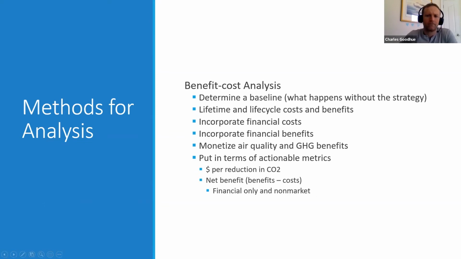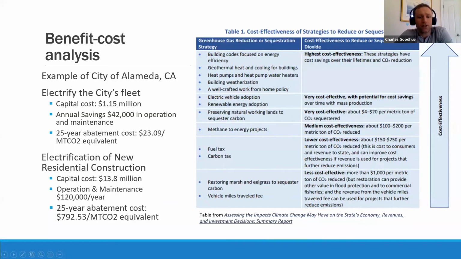And next slide, please. So these are examples of what we would call cost effectiveness. One was for the state of Maine, one was for the city of Alameda, California. So like electrifying the city's fleet in Alameda, California was about $23 per metric ton of CO2 reduced. Electrification of new residential construction was about $800 per metric ton of CO2 reduced in that particular situation.